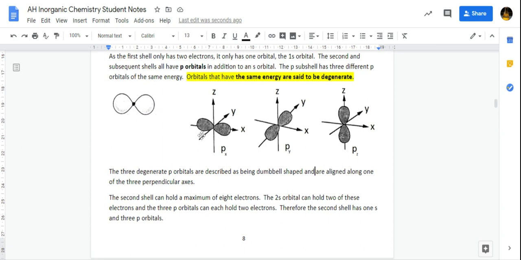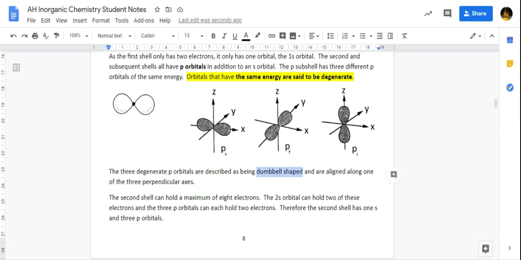And their only difference between these, because they all have the same energy, is their orientation in space. So if you have a look, the px orbital lies along the x-axis, the py orbital lies along the y-axis, and the pz orbital lies along the z-axis. Each of these orbitals can hold 2 electrons. So in total, the p subshell, which consists of the px, the py, and the pz orbitals, can hold 6 electrons.